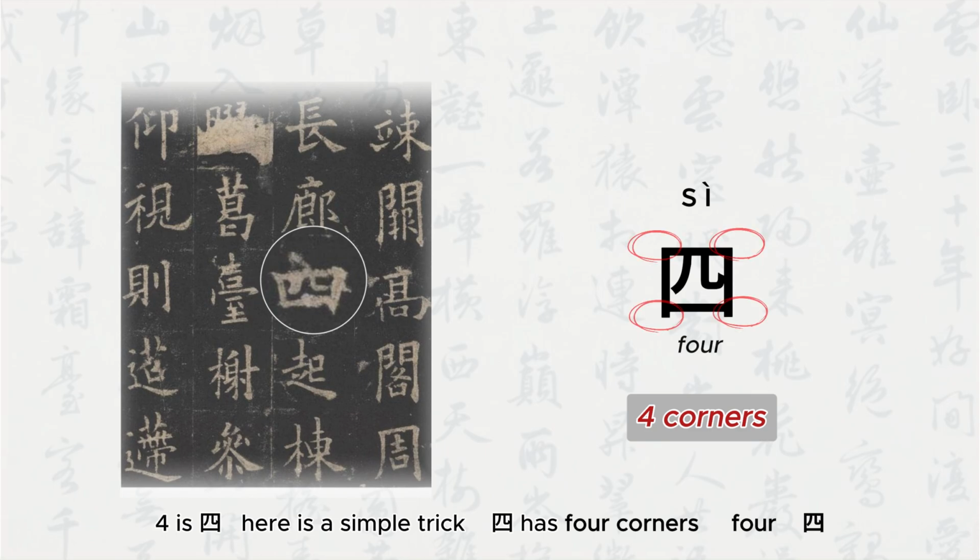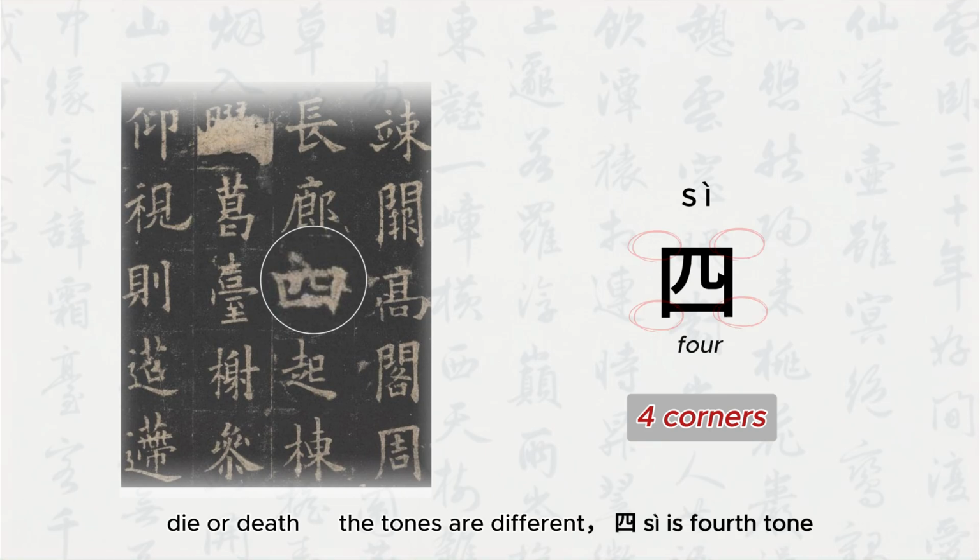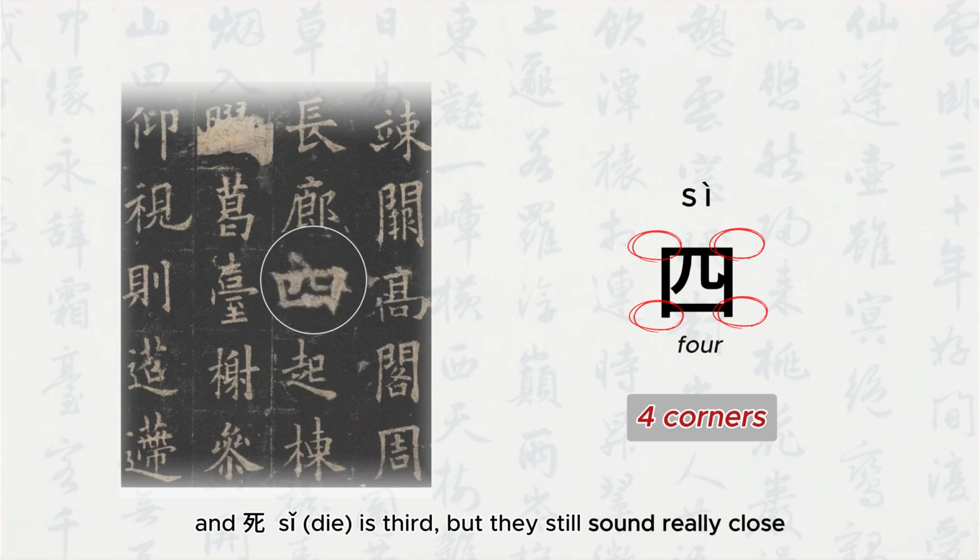4 is 四. Here is a simple trick. 四 has 4 corners. 4. 四. Be a bit careful with this one. 四, 4 sounds a lot like 死, die or death. The tones are different. 四 is 4th tone and 死 is 3rd, but they still sound really close.